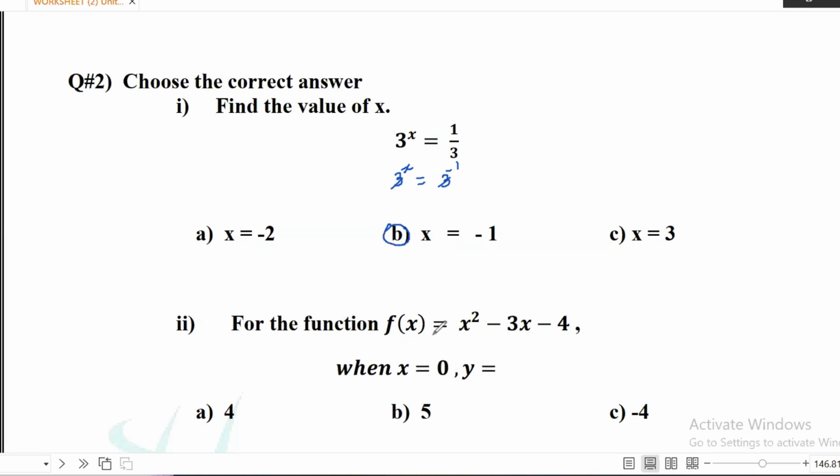Next one, for the function f of x is equal to x square minus 3x minus 4, when x is equal to 0. So if x is equal to 0, this gives us 0 minus 3 into 0 minus 4. That means minus 4. So C is the correct answer.